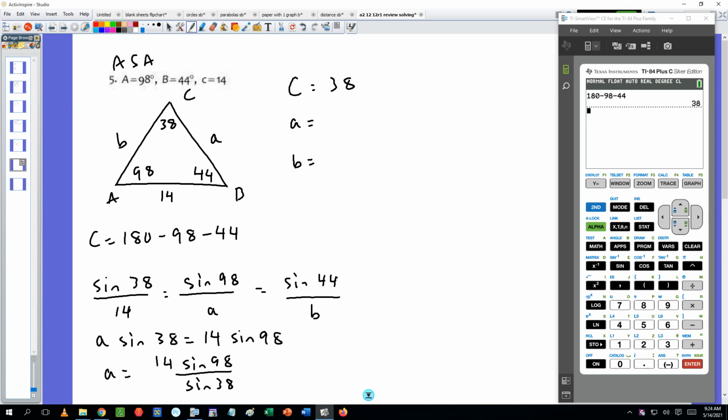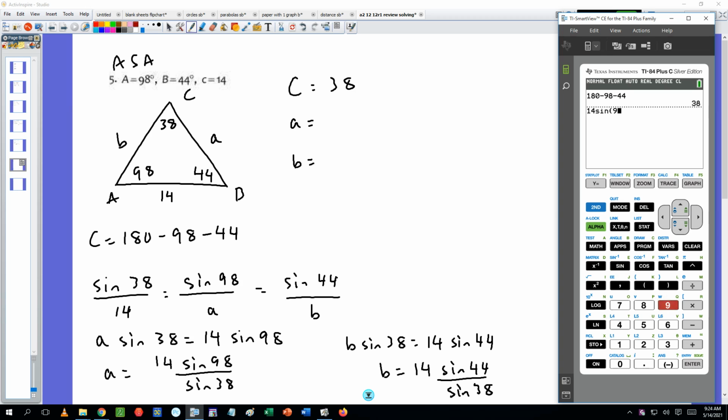And then I'll cross multiply the first fraction with the third. So the B goes up with the sine of 38. The 14 with the sine of 44. And then I'm going to stack those signs. I'm going to divide the sine of 38 away. Look at those answers. Do they look similar? They should look similar. Still in degree mode.